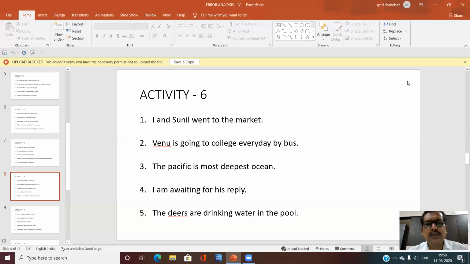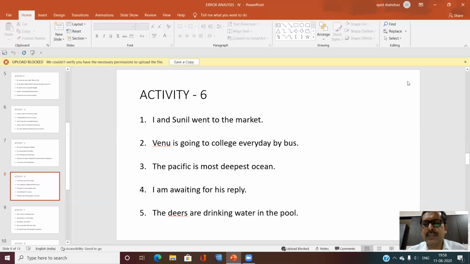Next, Venu is going to college every day by bus. So the sentence is in present continuous tense. It has to be in simple present tense. Venu goes to college every day by bus.